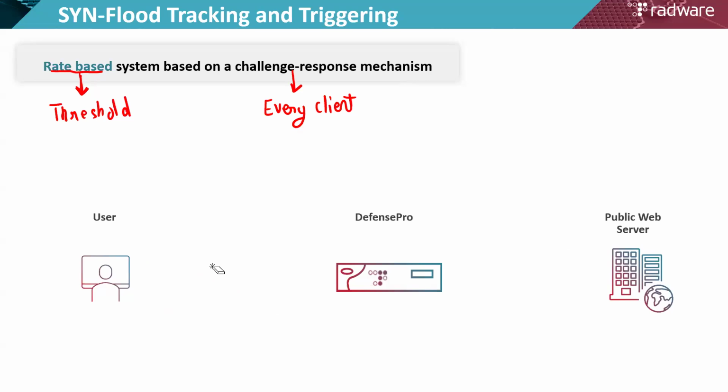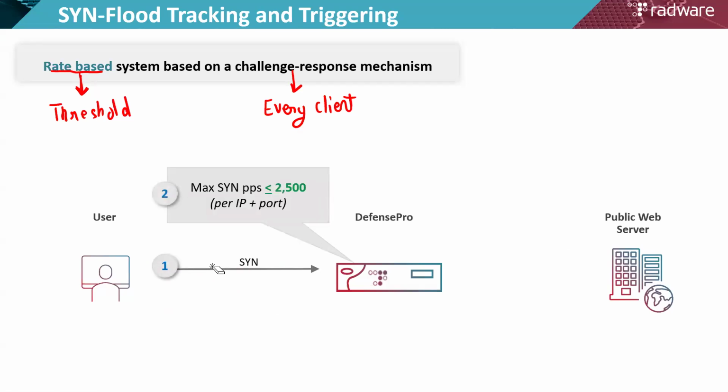Now, in case of an attack, we have a threshold level. The threshold is set to 2500 SYNs per second. So at max, we can have up to 2500 SYN packets per second received at the DefensePro end. Now, if this threshold is breached, let's suppose we get 2510 SYN packets per second at the moment, what we do is we start challenging the clients which are coming after this.